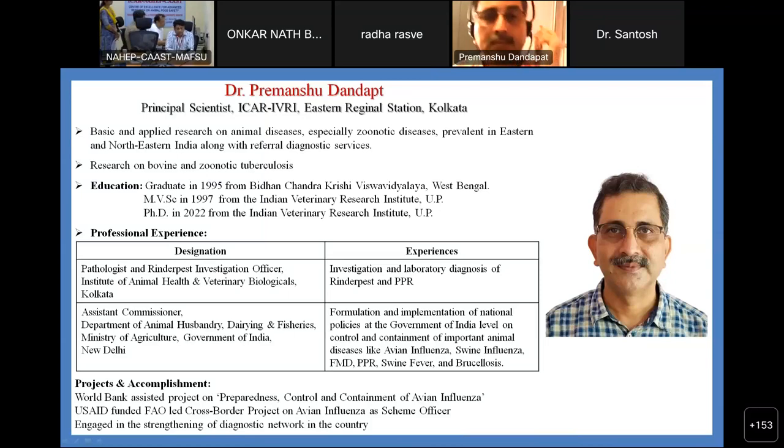He has worked on basic and applied research on animal diseases, especially zoonotic diseases prevalent in the eastern and northeastern parts of India, along with referral diagnostic services, and he has done research on bovine and zoonotic tuberculosis in collaboration with several national and international institutes. He graduated from Vidhan Chandra Krishi Vishwavidyalaya, West Bengal in 1995, with an MVSc in 1997 and PhD in 2002 from the Indian Veterinary Research Institute, Uttar Pradesh, and an MVM in biosecurity from Massey University, New Zealand. Sir has vast experience as a pathologist.